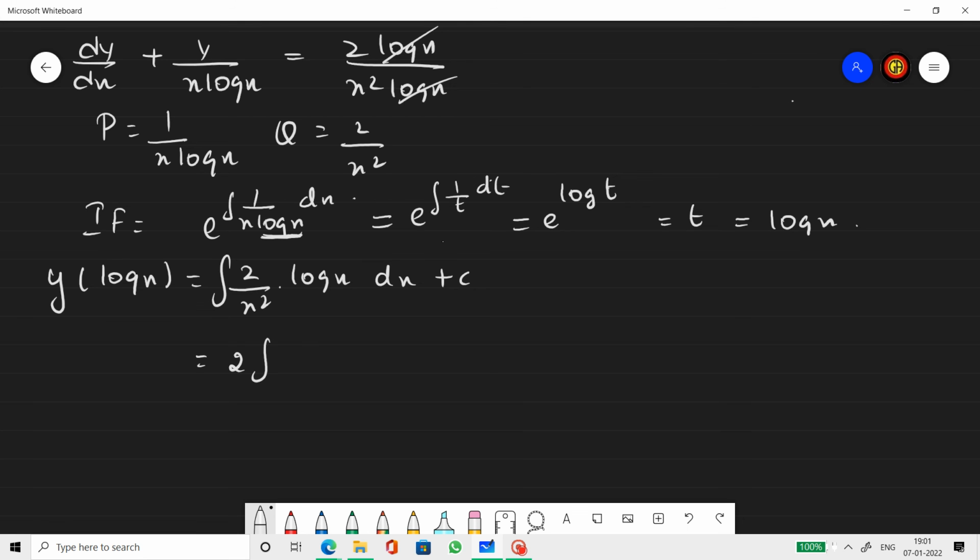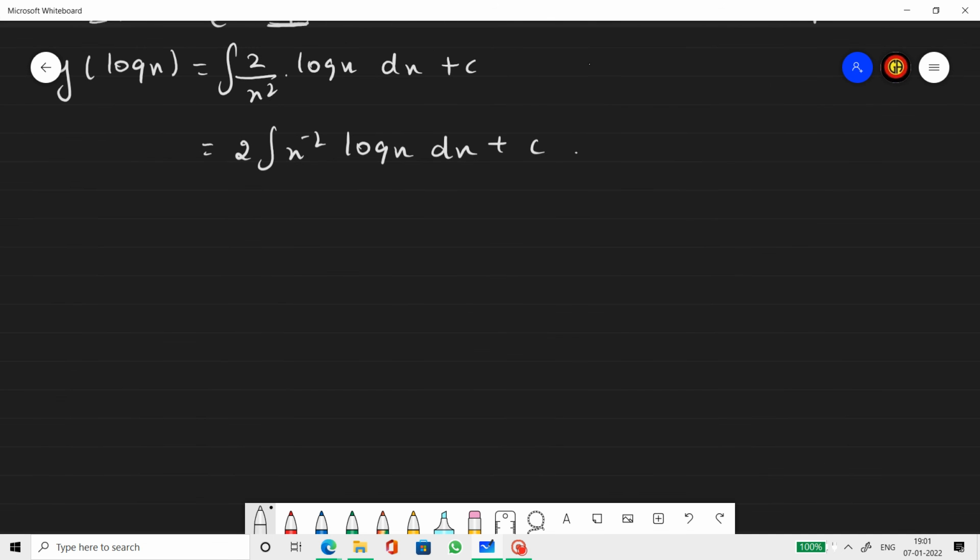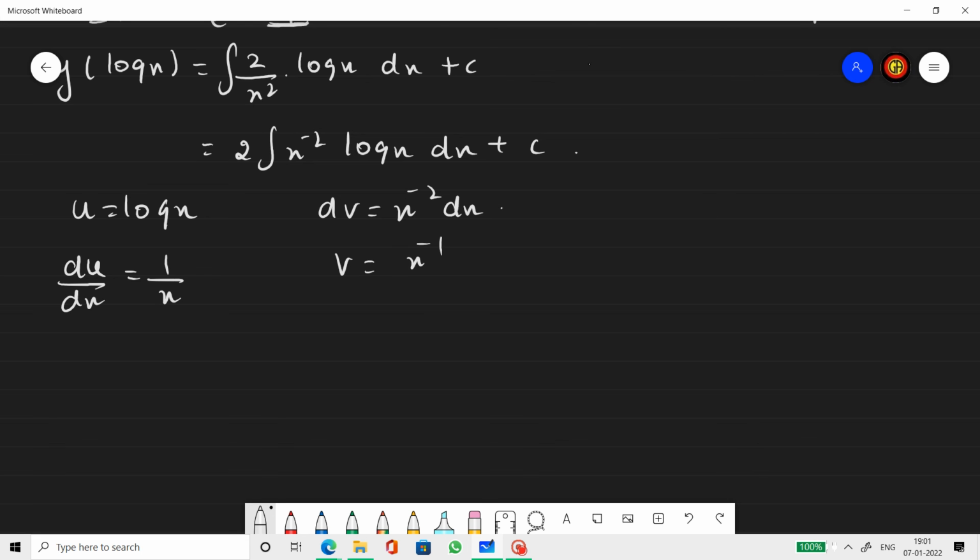So 2 times integration of x power minus 2 log x dx plus c. X power minus 2 log x, again by parts. So u will be log x, dv will be x power minus 2 into dx. So du by dx is 1 by x and v equals x power minus 1 by minus 1, which is minus 1 by x.